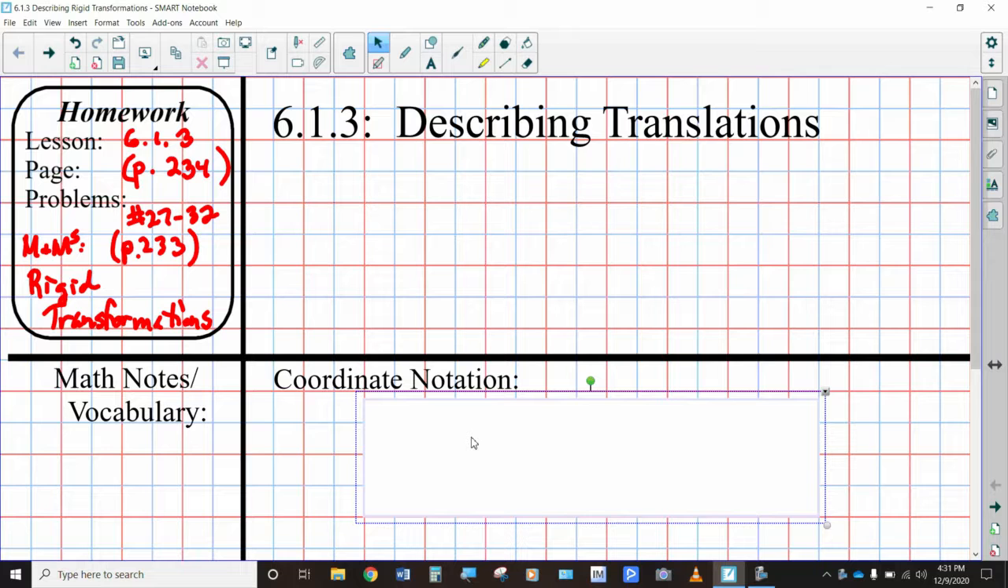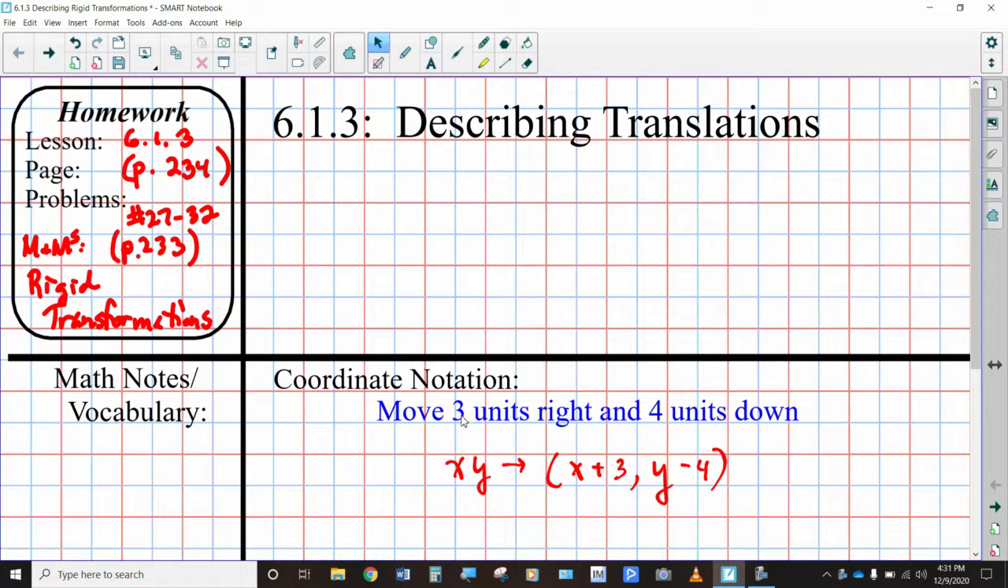Okay. So remember, a translation is the type of transformation where an object slides into place. And so it moves horizontally, either to the right or to the left on the coordinate grid, or it moves vertically up or down. So before we get started, this coordinate notation, this is what we've already seen by using the online tool, but we've described the motion in this way.